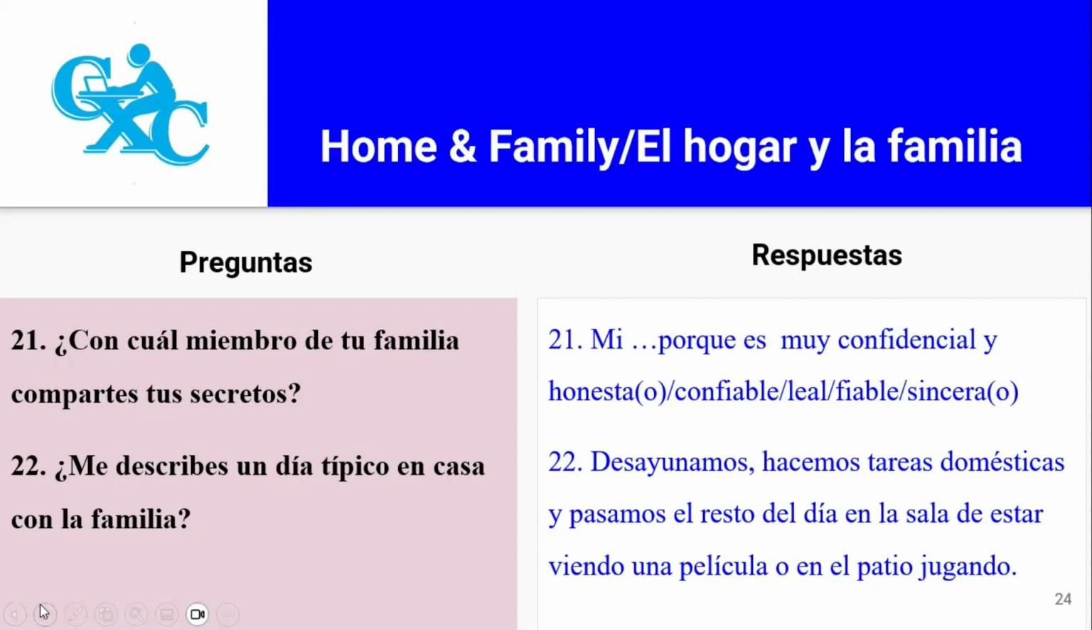Vamos a continuar. I hope that we are helping you here, guys. We just want to provide you with some vocabulary as was mentioned before. Okay, let's continue.